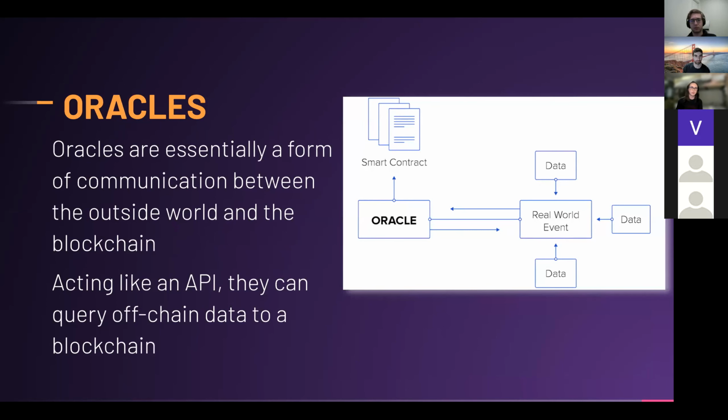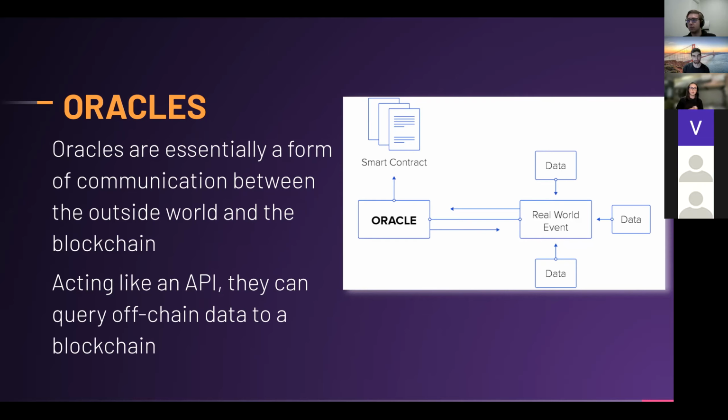To understand smart contracts, though, oracles are the thing that makes them practical and actually able to be used in the real world. They're essentially a form of communication between the outside world and the world of blockchain. Oracles act like an API between the outside world, off chain, and on chain.